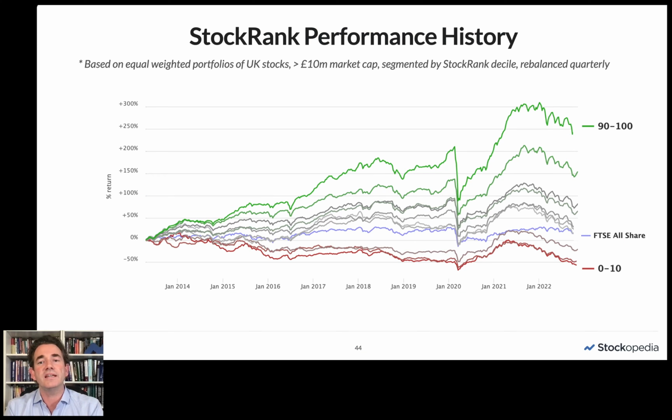In terms of the performance history of the ranks, they have done exceptionally well, even in spite of this reversal that we've been going through. And we've tracked the performance since we started publishing them in many regions. And this is the UK tracking. As you can see, 90 to 100 ranked shares have significantly outperformed the rest of the market. So this is what we call a decile chart. This green line is the 90 to 100 set. The bottom is the 0 to 10 ranked set, which has significantly underperformed. And there's the FTSE All Share in the middle, which is the benchmark.